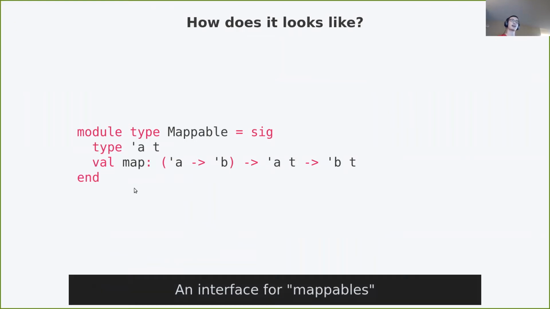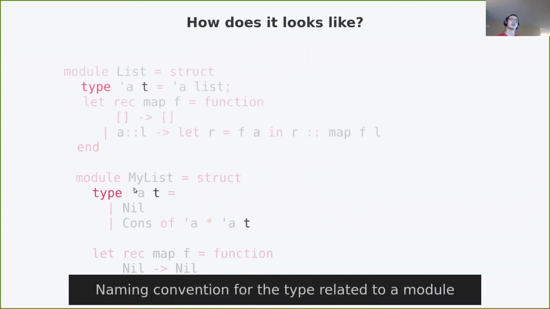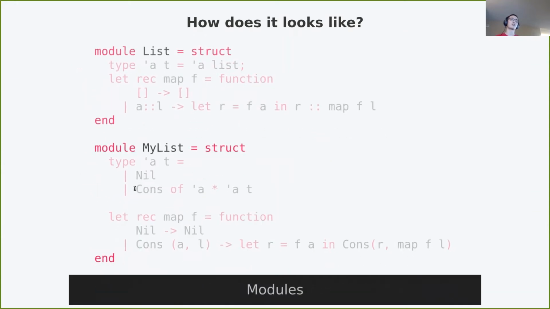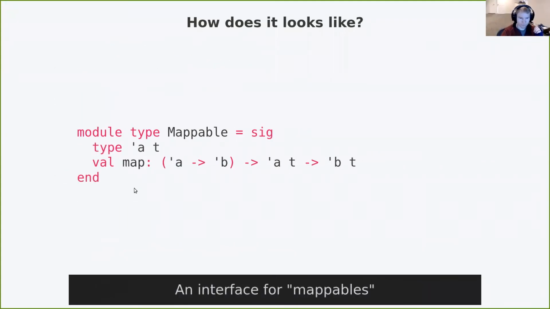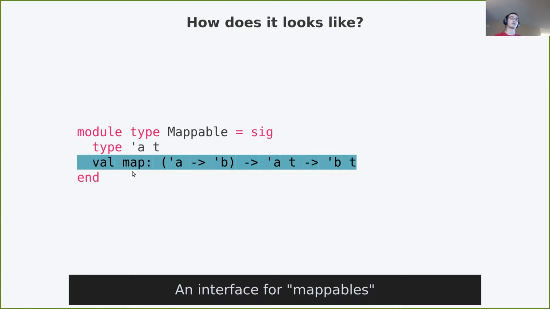Now, the next question for C++ folks naturally is, we have two modules that look almost the same. Can we use them in some generic functions? And the answer is we can. First, we need to create a module type, a module interface, that's called Mappable, because the commonality of our two modules is that they both have this map function.